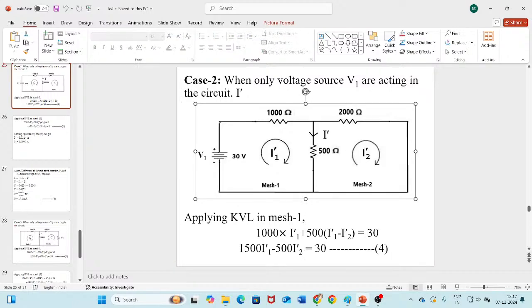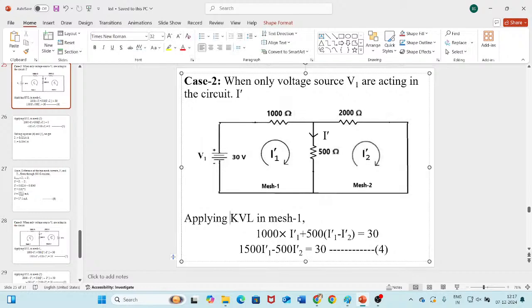So if you apply KVL in mesh 1, how many elements are there in mesh 1? A source voltage V1 of 30 volts, a 1000 ohm resistor and a 500 ohm resistor. Total 3 elements are there. So one source and two passive resistive elements where voltage drops will occur and current flows through them.